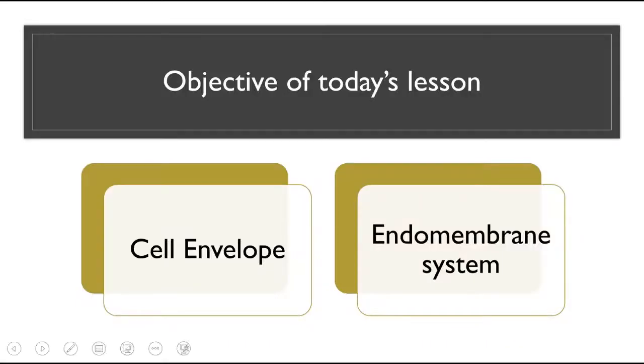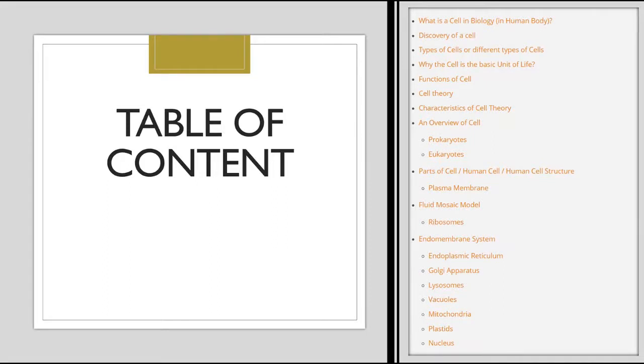So today's objective of the class is we'll learn more about the cell envelope and the endomembrane system. This is a short table of contents that we intend to cover in today's lesson, and you can have a look, but we will cover these things in today's class.